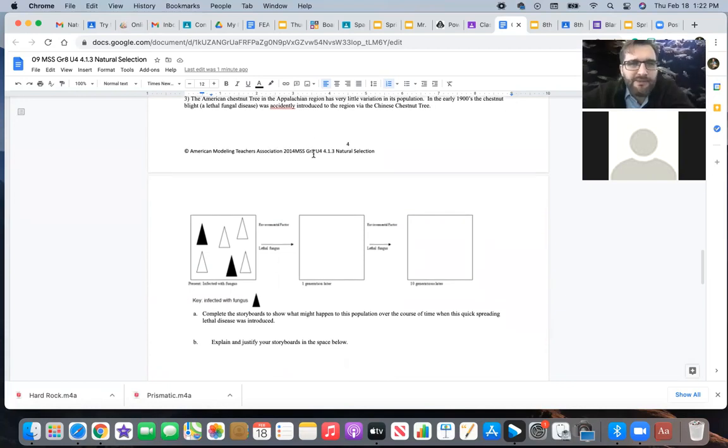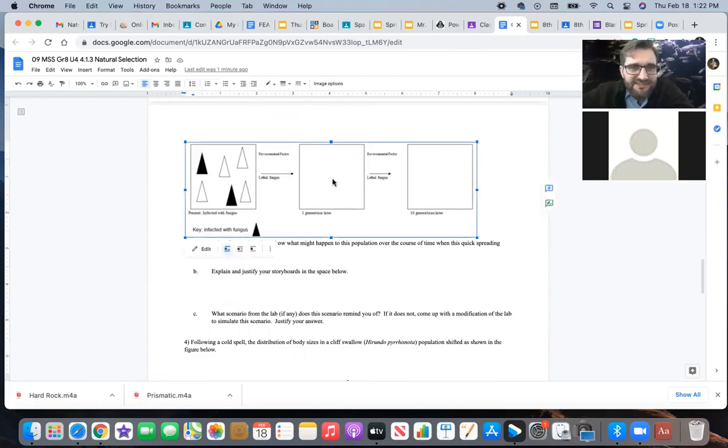So maybe think a little bit about our Fit Fishes lab, and think about some of the scenarios that played out when we had an invasive species that was accidentally entered into our environment, and what effects it had on the Fit Fishes. Same thing here. It's asking you to do a drawing, a 3-box storyboard drawing. So again, you're going to copy this picture.